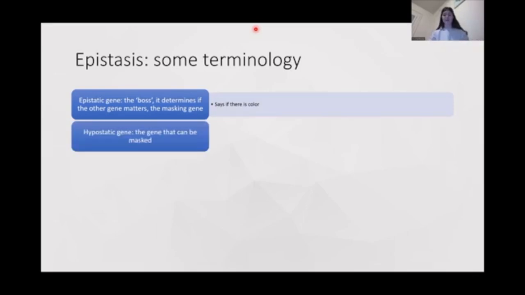And then your other gene is going to be called the hypostatic gene. This is the gene that can be masked. So this is the one that says what color it is, brown or blonde.